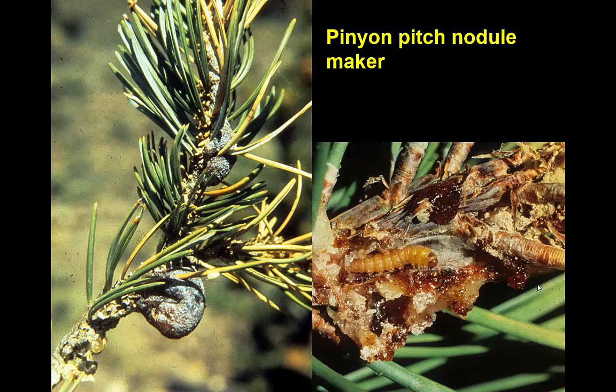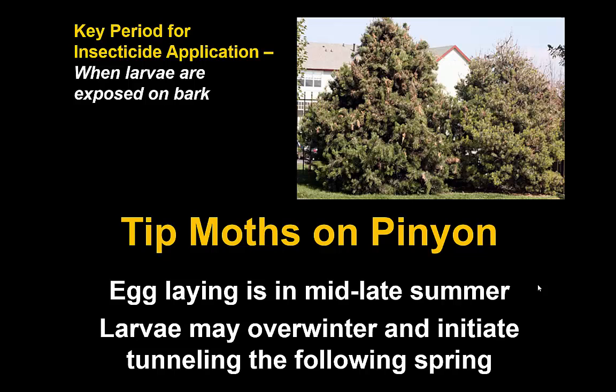Their life history is a little different from the other tip moths we see because they spend quite a bit of time on the outside of the plant before they go in. They may lay eggs in the summertime and winter on the bark and not move into the terminal until the next spring. So with the tip moths on pinyon, the period when the larvae are exposed on the bark could be in mid to late summer, but they're also going to overwinter and then initiate tunneling the following spring, and they'll be overwintering on the outside of the plant.